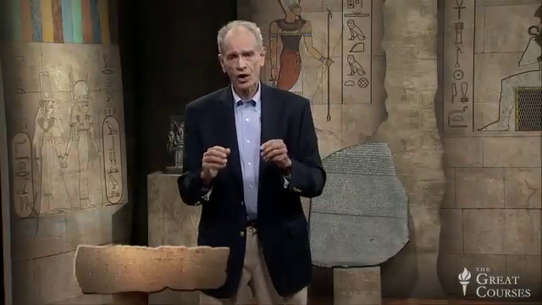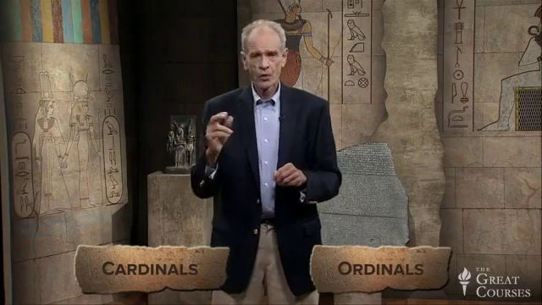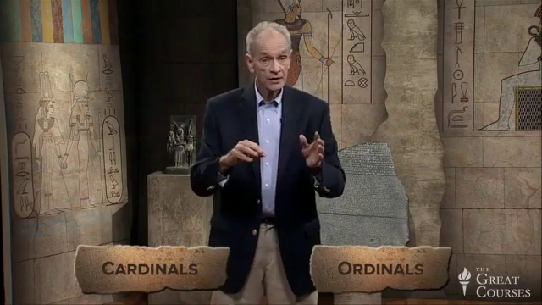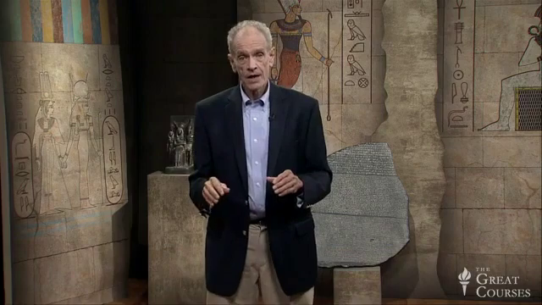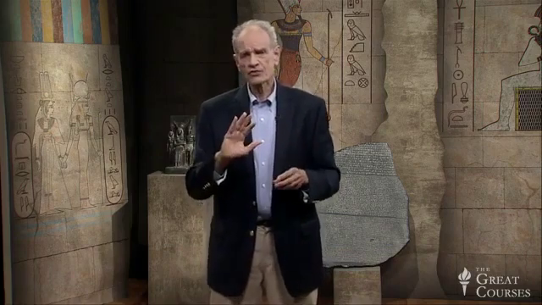The counting numbers are called cardinals. When it comes to the ordinal numbers, words like first, second, third, and so on, the Egyptians had some ordinals, but they often just used the cardinals, and we can do that also.